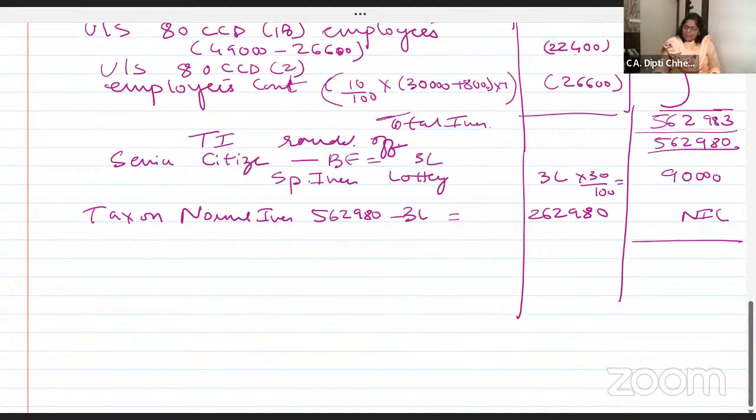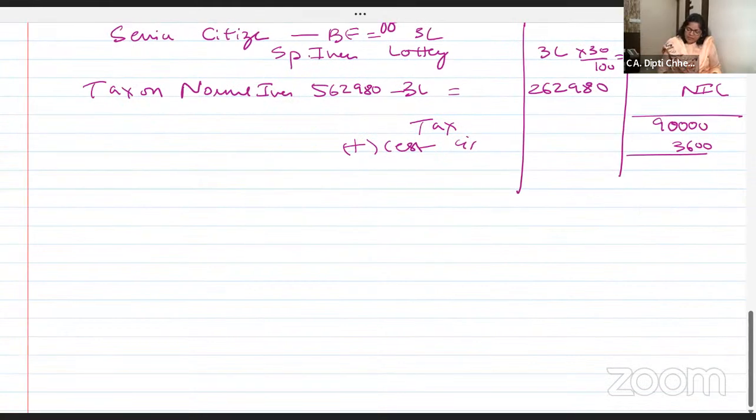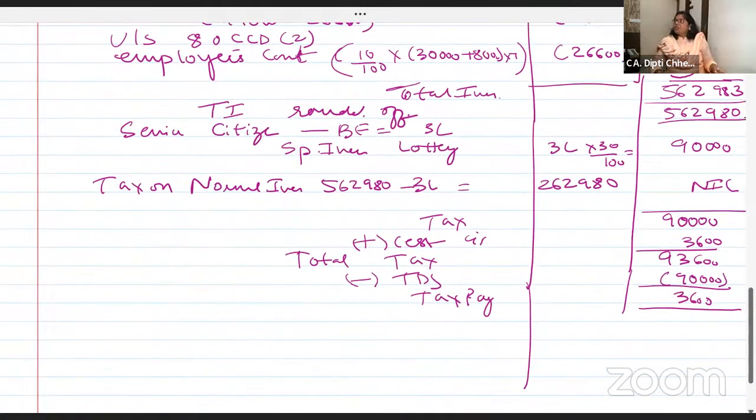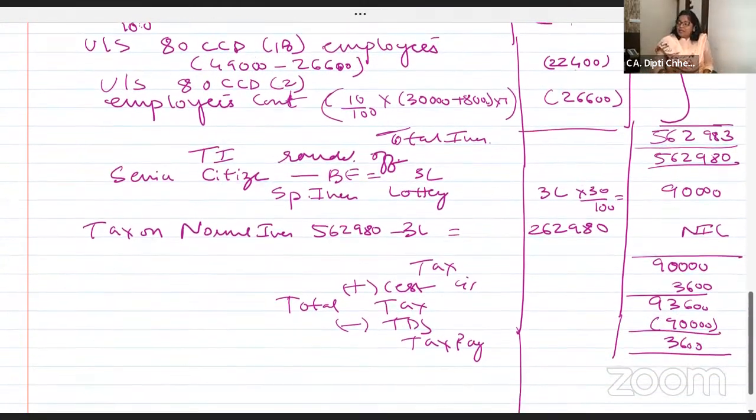Ma'am, rebate will not be available at all. Income has exceeded 5 lakhs. So what is the tax now? 90,000. On that, cess will be 4%. 4 nines are 36, 3,600. So the total tax after cess is coming to 93,600, and minus the TDS. TDS has already been deducted, 90,000. So your tax payable is coming to 3,600. I know I took almost half an hour.